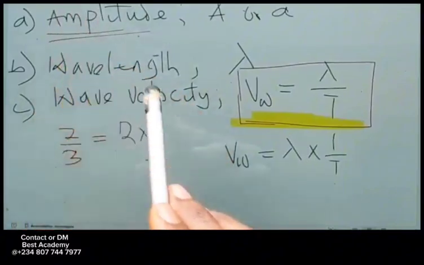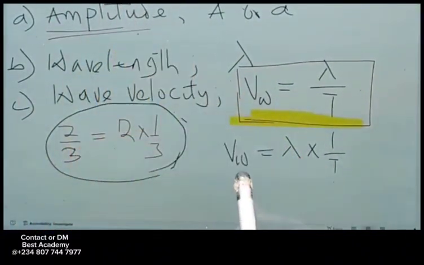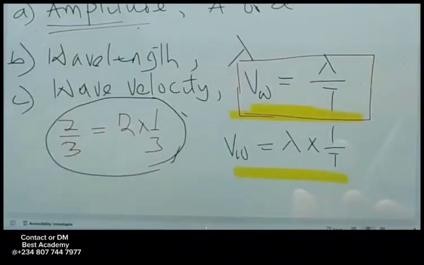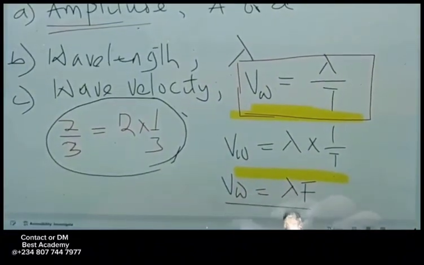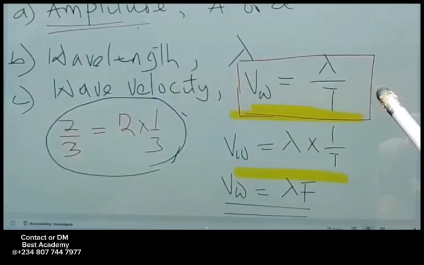Please take note. But there's a definition: we know that 1 over T is the same as frequency. So whenever I see 1 over T, which is the same as frequency, our V_W will be equal to lambda F. Please take note. So we can take either of these as the formula for wave velocity.